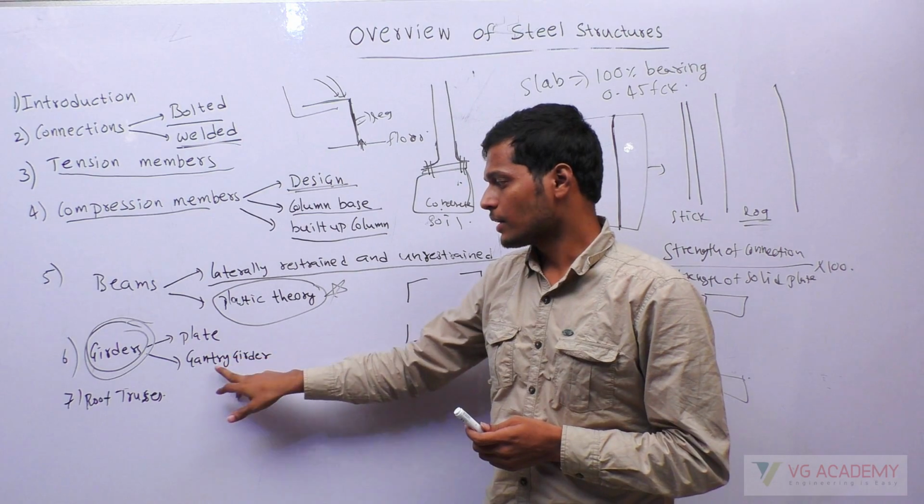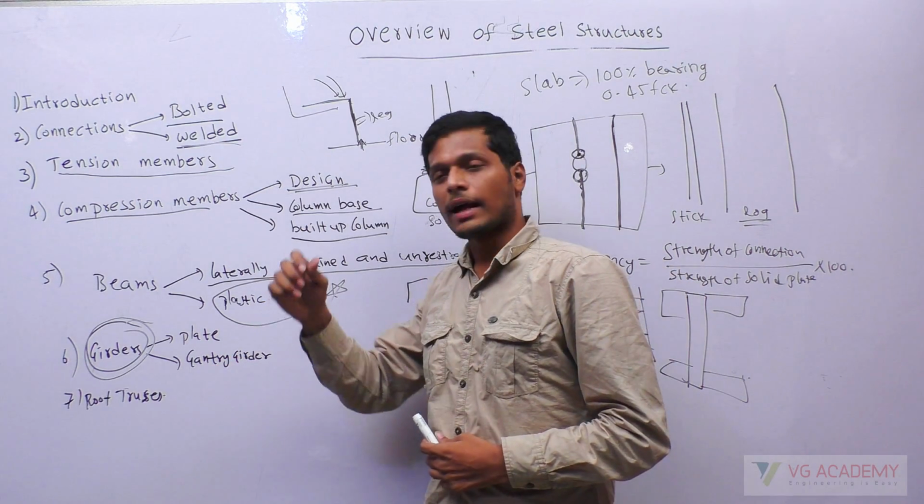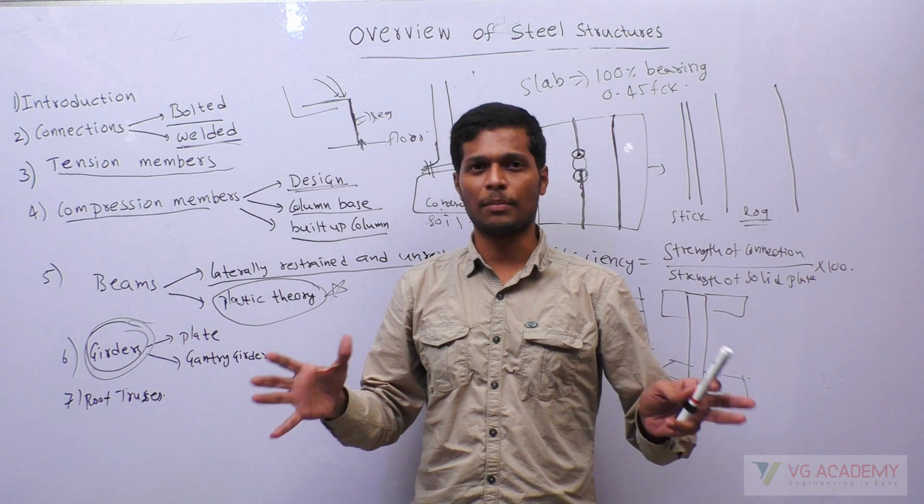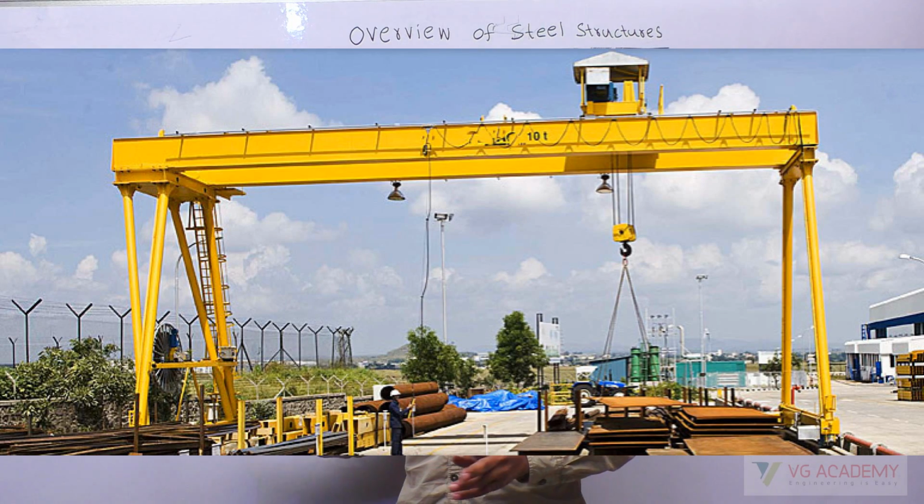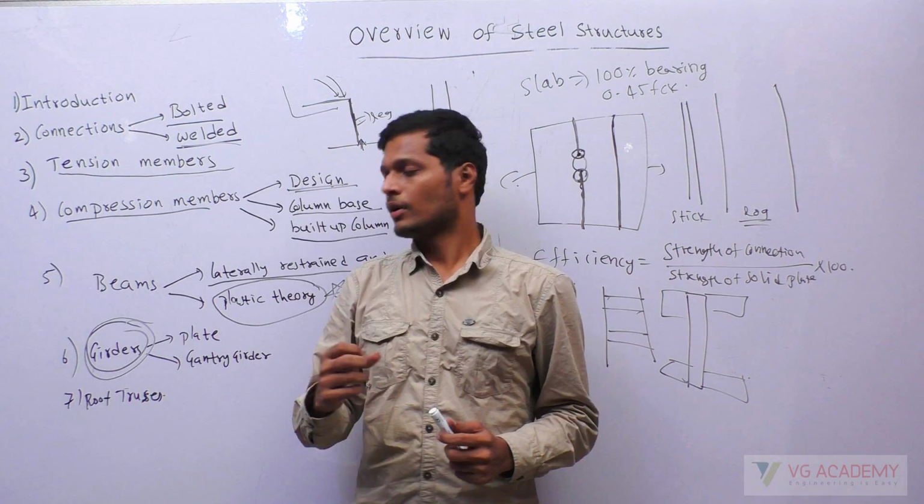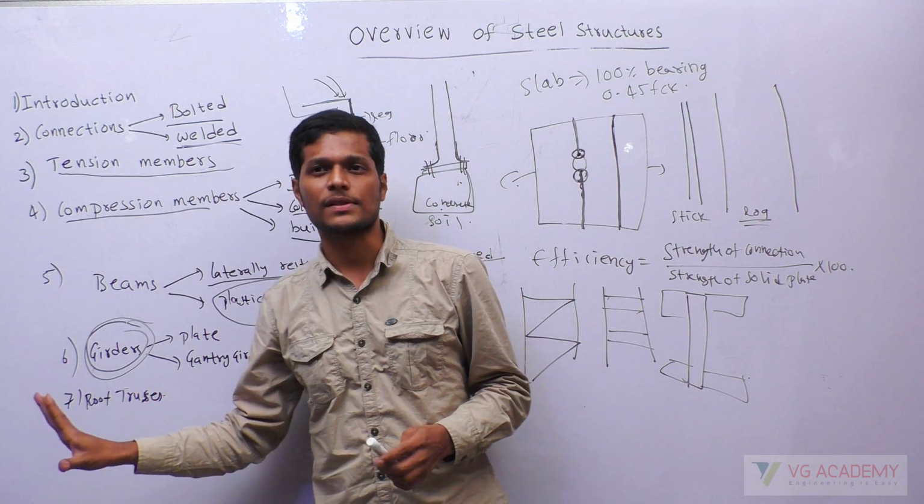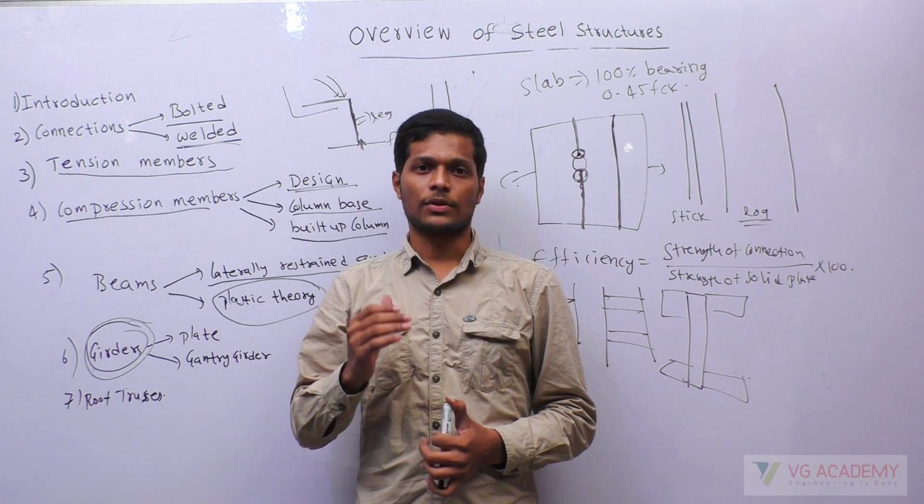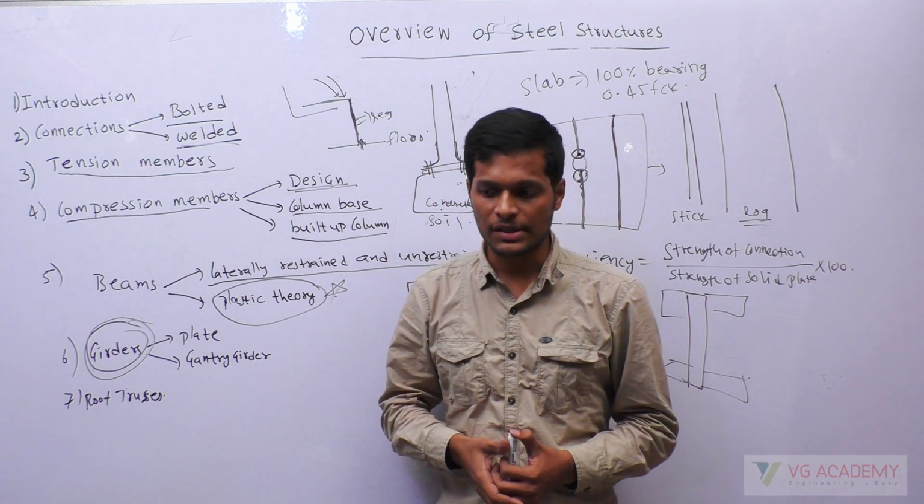That will be sufficient. And gantry girders will be used in industries to move heavy materials. This is not important with respect to state gauge jobs at least. And you can also leave roof trusses. This is also not much important coming to state gauge jobs. So that is the overview about steel structures.